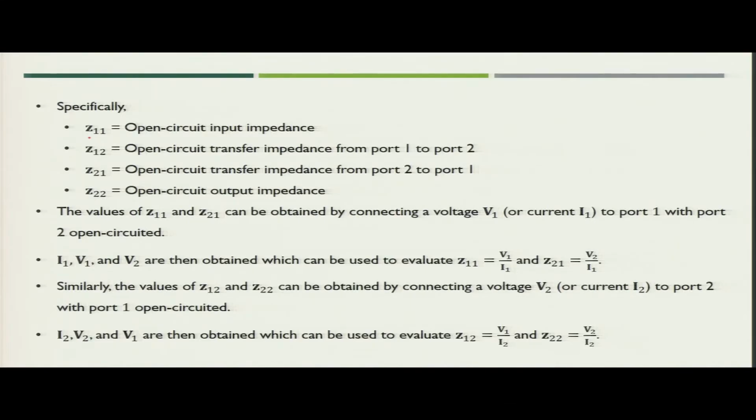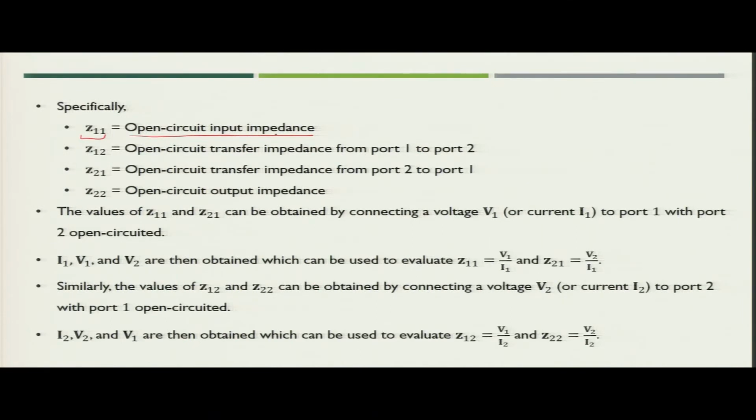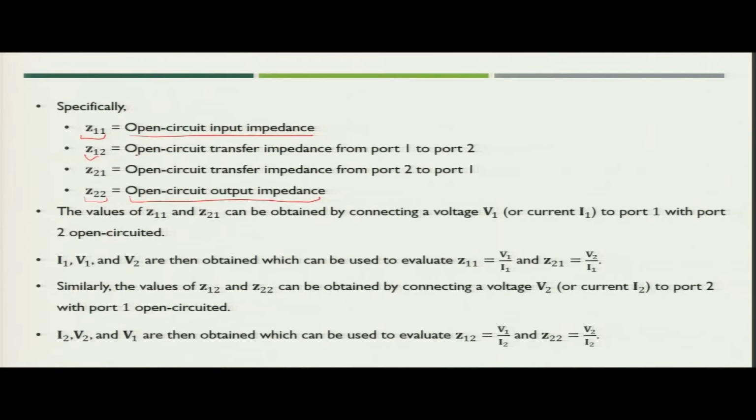Now, if you see, Z11 is called the open circuit input impedance, because this is calculated when you set I2 equal to 0. Similarly, Z22 is the open circuit output impedance, because that is also evaluated when you set I1 equal to 0. Z12 is the open circuit transfer impedance from port 1 to port 2, and Z21 is called the open circuit transfer impedance from port 2 to port 1.